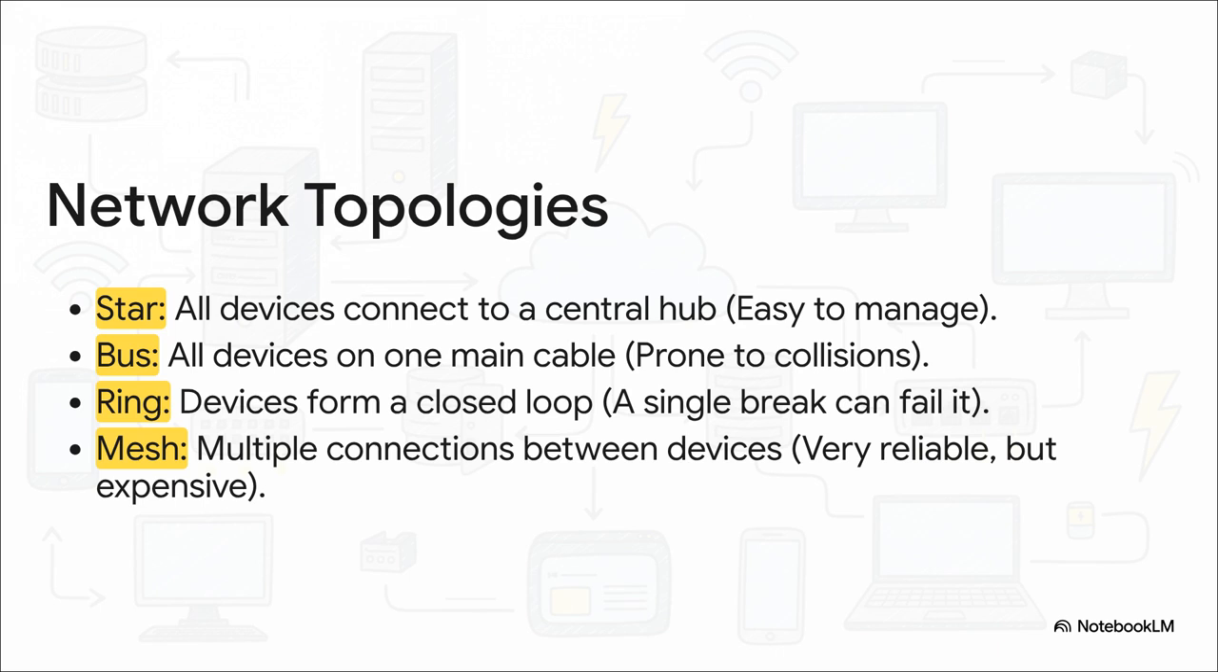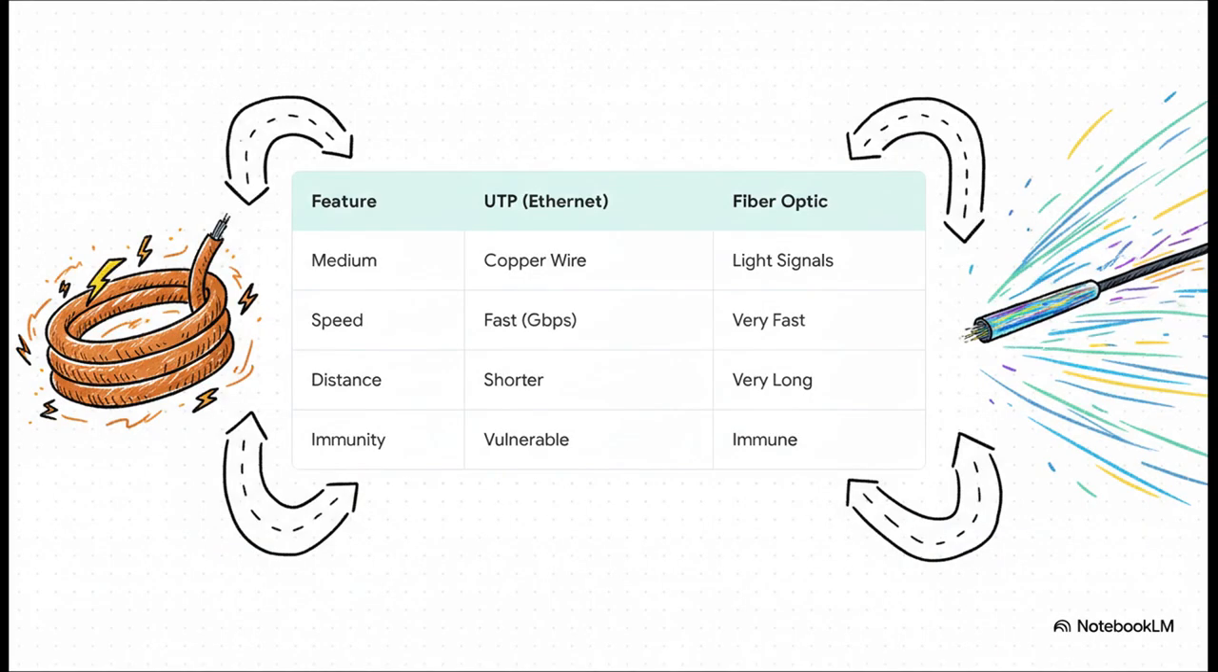And then there's the mesh topology. It's incredibly reliable because everything connects to everything else. But as you can imagine, it's also pretty expensive to set up. Okay, so we've got the map. Now we need the actual roads for the data to drive on. The two main highways are your standard copper Ethernet cable, or UTP, and the amazing fiber optic cable. Fiber sends data as literal pulses of light. The difference is huge. Fiber is insanely fast, can go for miles and miles, and is the real backbone of the internet. Copper is great too, just perfect for shorter distances, like wiring up all the computers in an office.